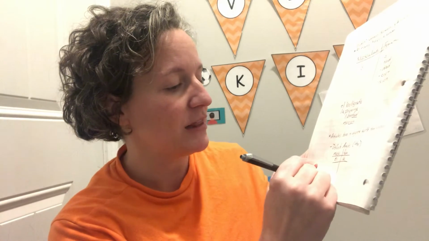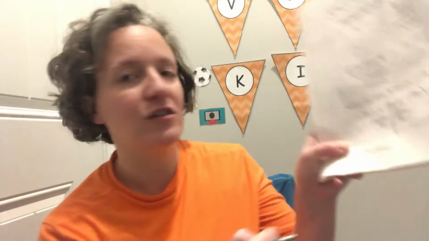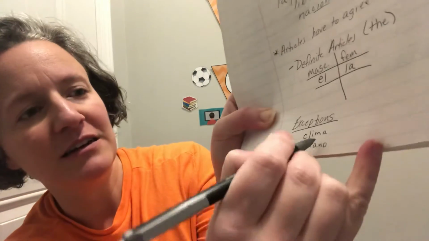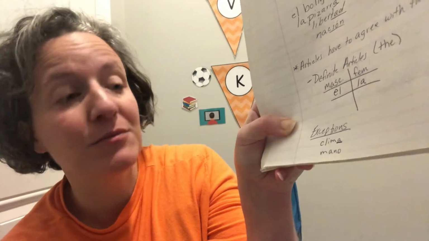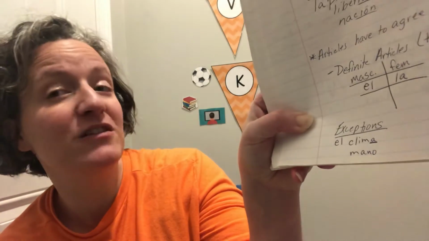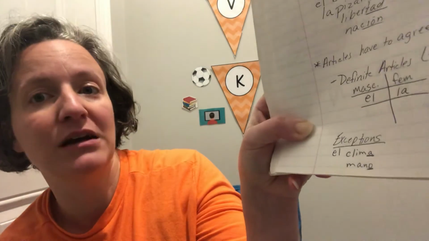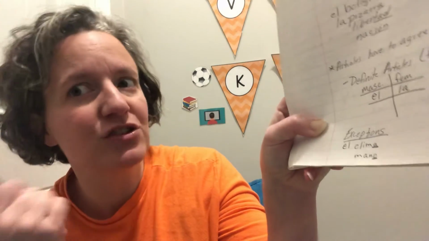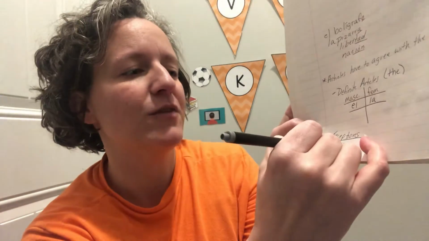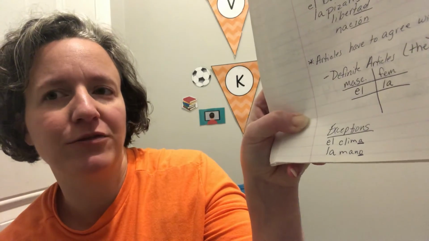A couple that you're gonna see in activity 1 are clima and mano. So the word clima, it ends in an A, so it looks feminine, but it's actually not. It's masculine, so it's just an exception. It's el clima, and that means the weather. And then the other exception you're gonna see today is the word mano. It ends in an O, so we think it should be masculine, but it's not, it's feminine. So it's gonna be la mano. So that is something to be aware of.